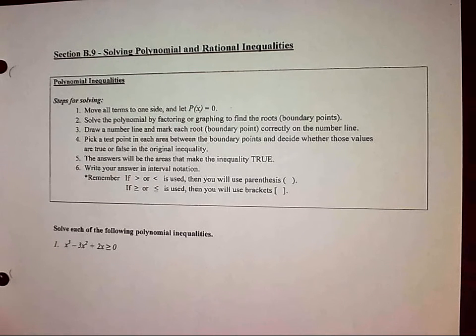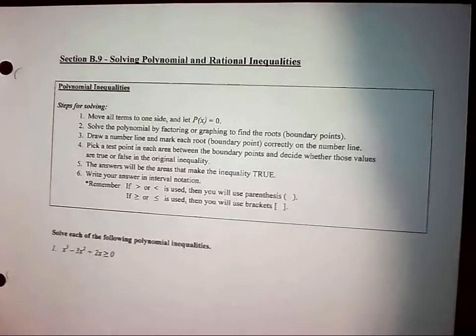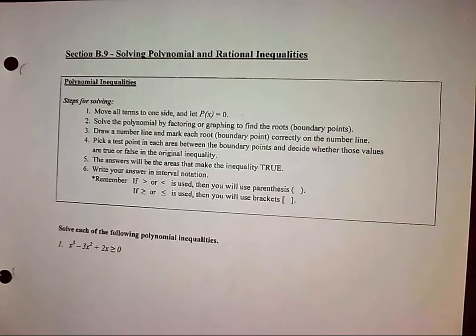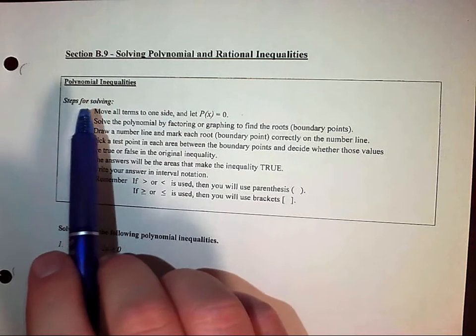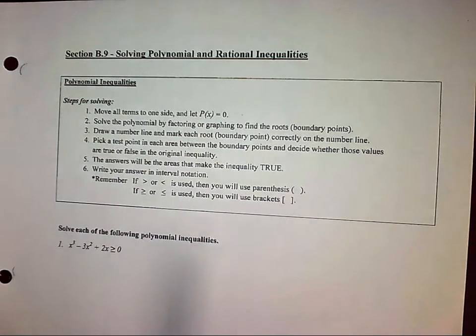This is going to be the last lecture video. It's going to be the lecture video for section B9. And in B9, we're going to solve polynomial and rational inequalities. And the steps that it actually provides right here for polynomial inequalities, and as we'll see in a minute, for rational inequalities are actually really good. So let's go ahead and read them before we apply them.